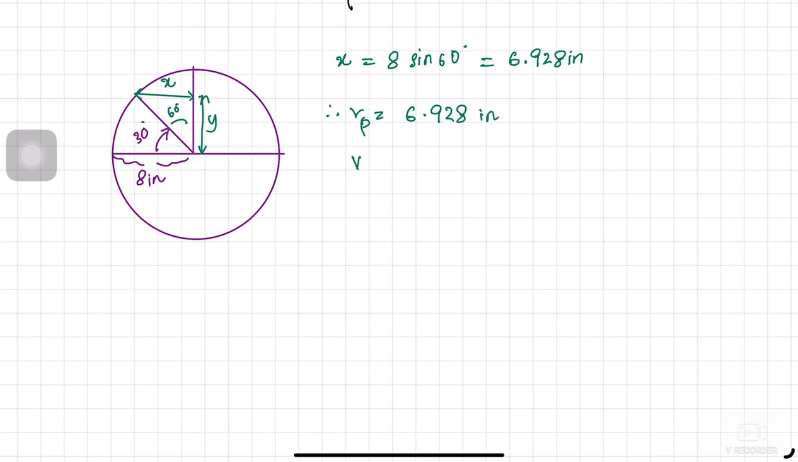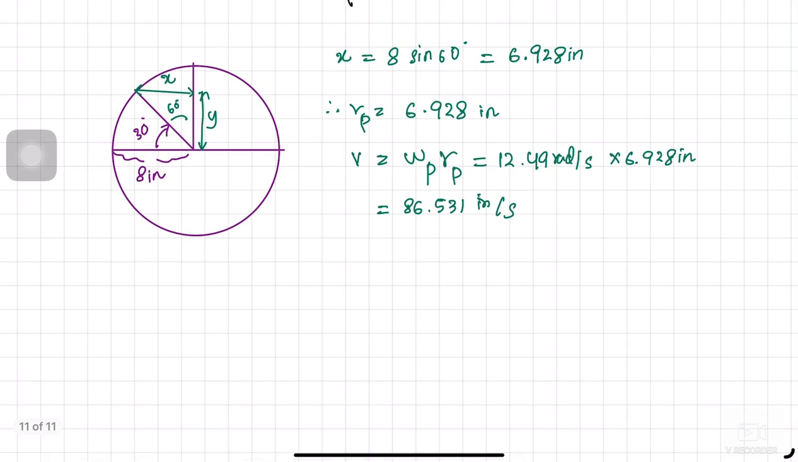And then V equals omega P times RP, which is 12.49 radian per second times 6.928 inch, and that's equal to 86.531 inch per second. We can also change this to feet, which is equal to 7.211 feet per second.